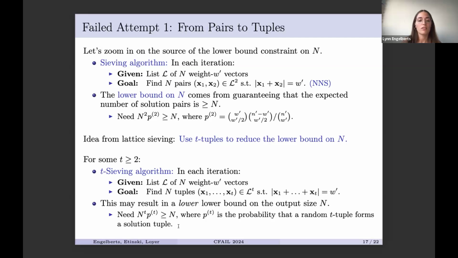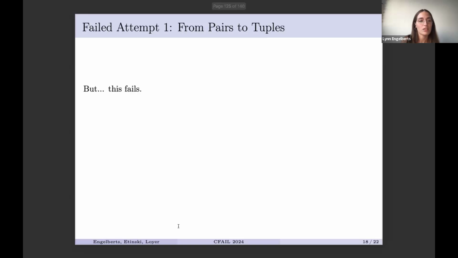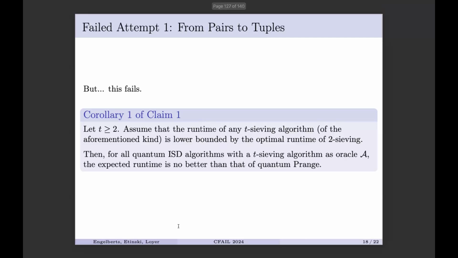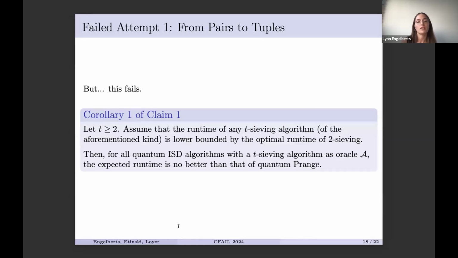However, we still obtained a somewhat negative result. In particular, if we assume that the runtime of any t-sieving algorithm is lower bounded by the optimal runtime of a 2-sieving algorithm, then for any quantum ISD algorithm with a t-sieving algorithm as Oracle A, the expected runtime is no better than that of quantum Prange. So this was attempt 1.